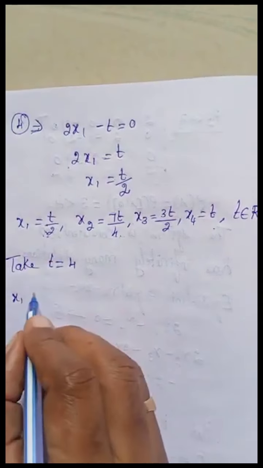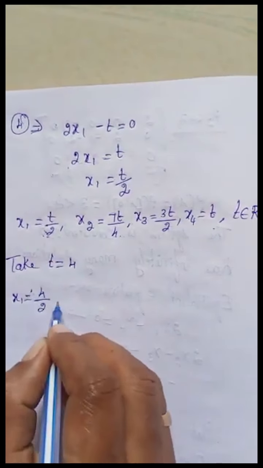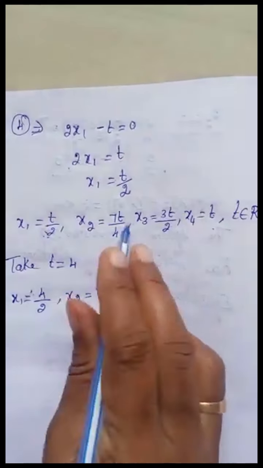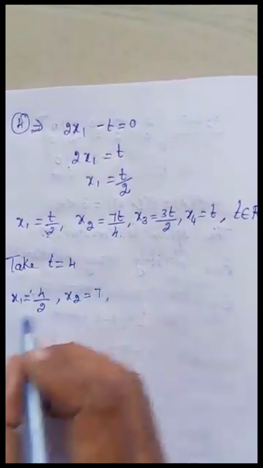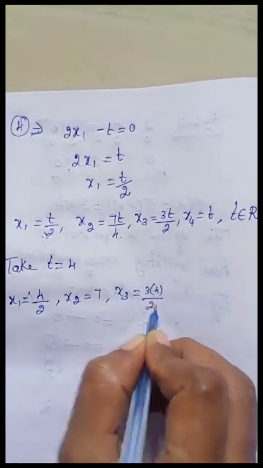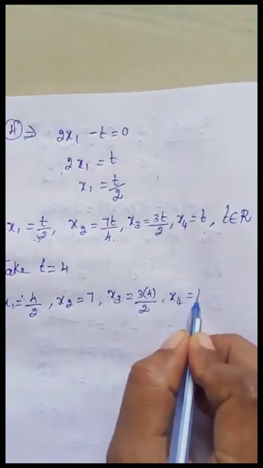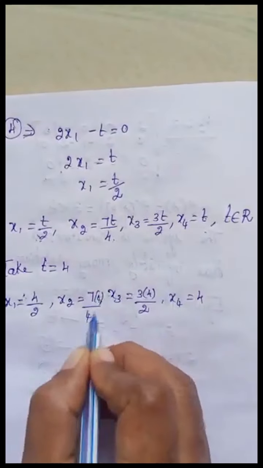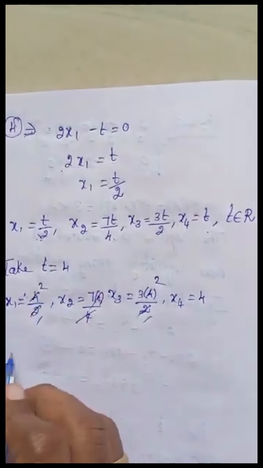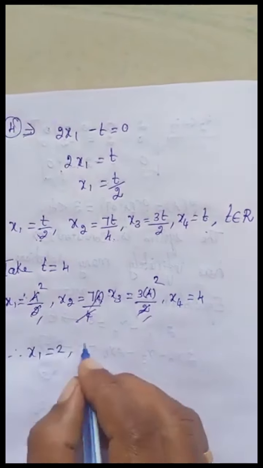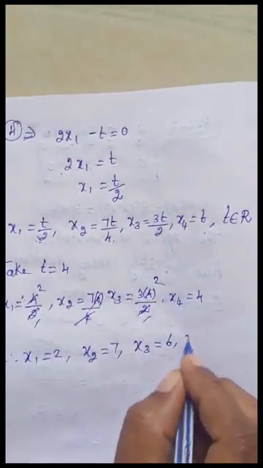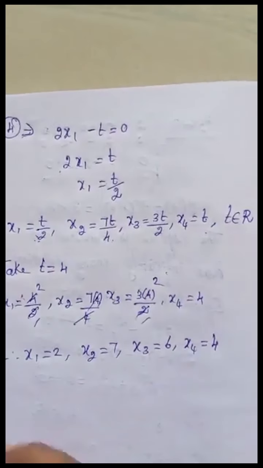Which implies x1 equal to 4 by 2, x2 is equal to 7, isn't it? 4 and 4 will get cancelled. Here x3 is equal to 3 into 4 by 2, x4 is equal to 4. Here also if you want you can write 4 by 4. See, 1 2 is 2, 2 2s are 4. Therefore, x1 equal to 2, x2 is equal to 7, x3 is equal to 3 into 2, that is 6, and x4 is equal to 4.